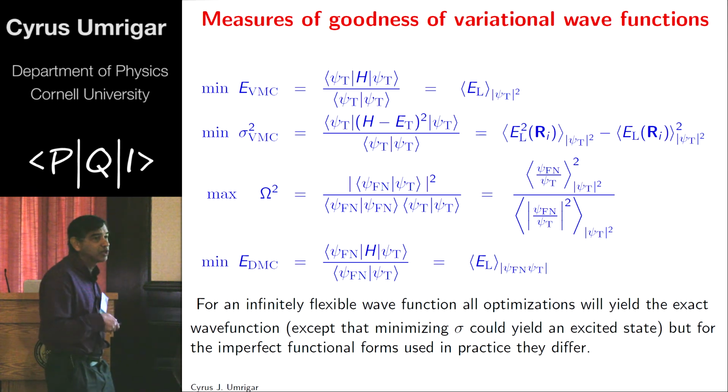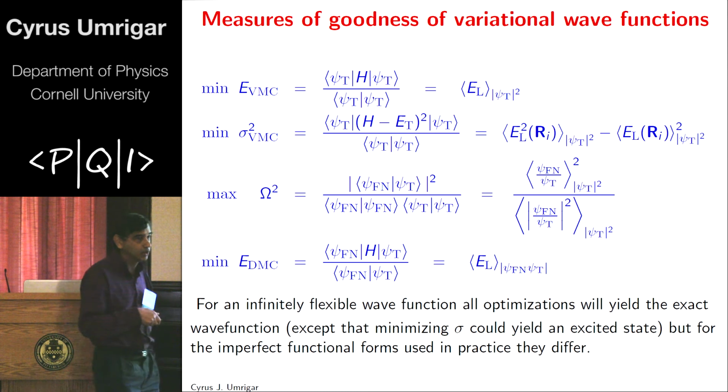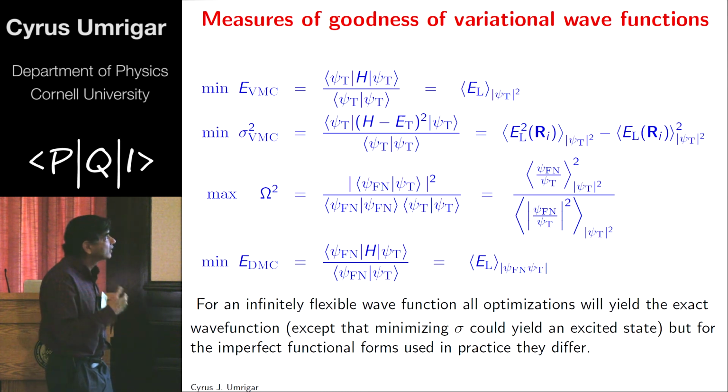When you do projector Monte Carlo exactly, of course, you get the exact energy. But in practice, because you have the fermion sign problem, you end up calculating an approximate projector Monte Carlo energy, so you may want to optimize that. Okay? In fact, it is possible to do all of these different optimizations, but the most efficient and practical methods these days optimize either just the variational energy or a linear combination of the variational energy and the variance.